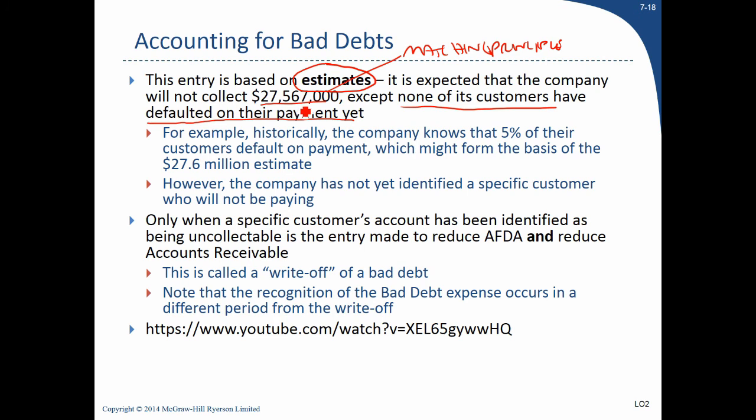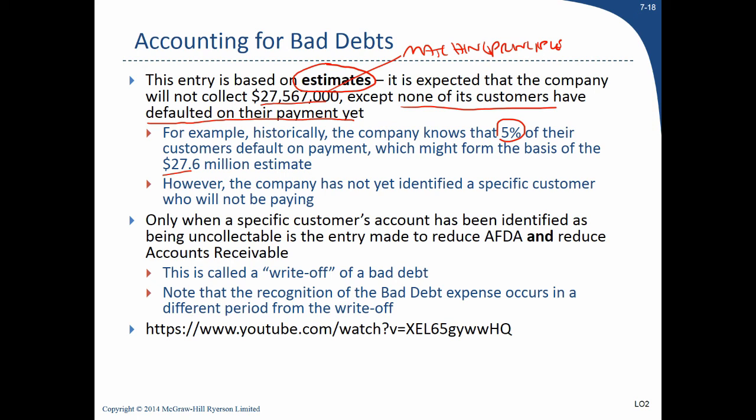So how did this company come up with the $27.6 million? Well, historically, they know that 5% of their customers default, which might form the basis of the $27.6 million estimate. So they might look at a listing of all of their credit customers outstanding at year end and say, well, the total amount of credit that we've extended is 20 times 27.6 million, 540 million something, and we know that typically 5% of these customers will default.